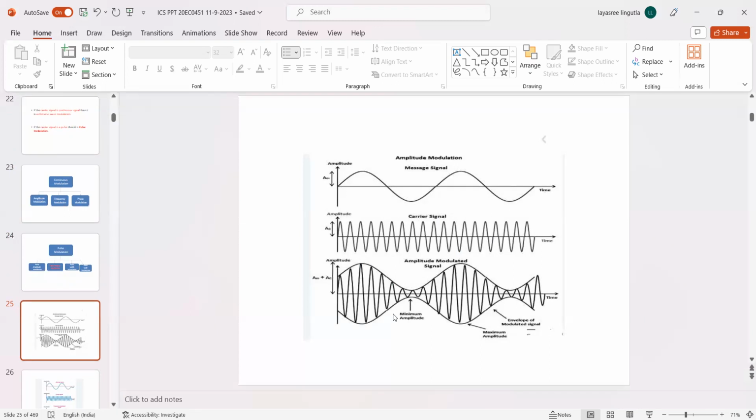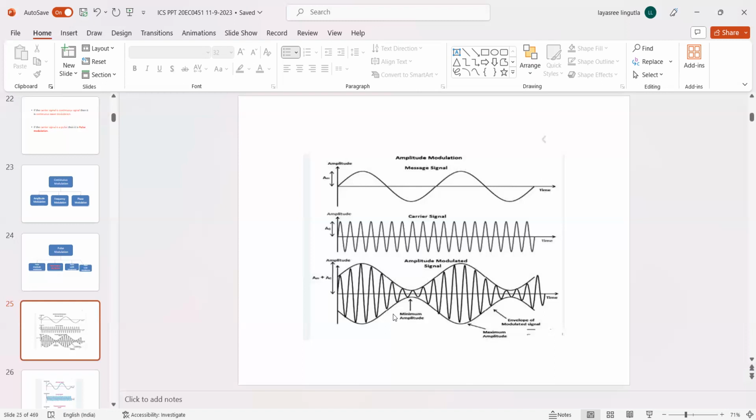So if I need to transmit my data far away, I prefer amplitude modulation. Here my input message signal has a low frequency. I need to add my input signal with my carrier signal, which has a high frequency. By adding the carrier signal with my message signal, the amplitude of the carrier is changing with respect to the input message signal. That is called amplitude modulation.